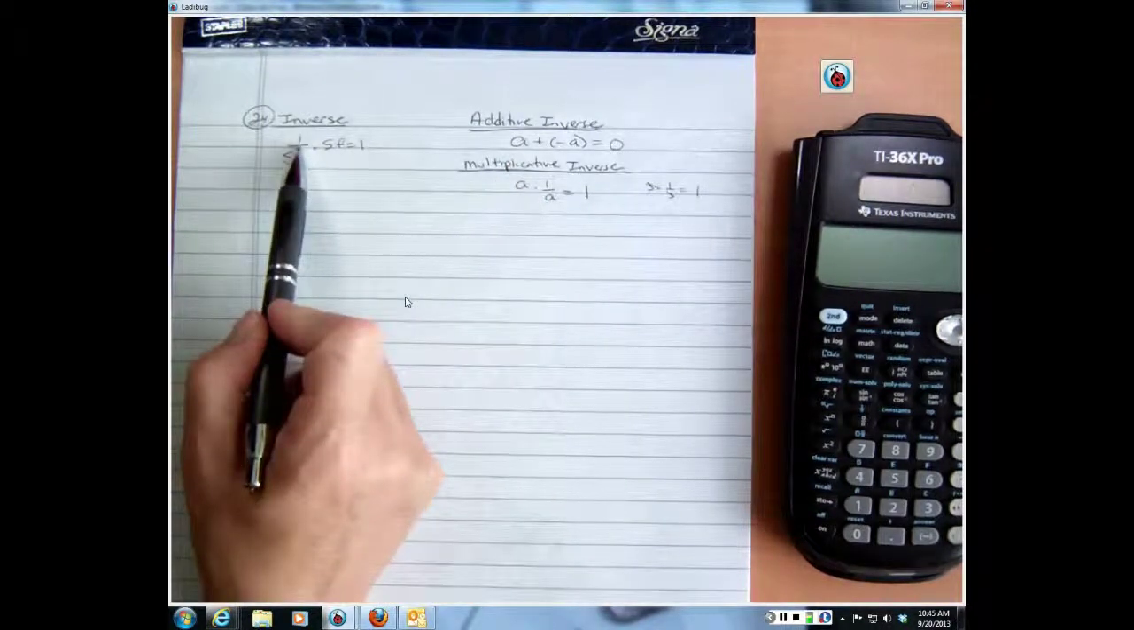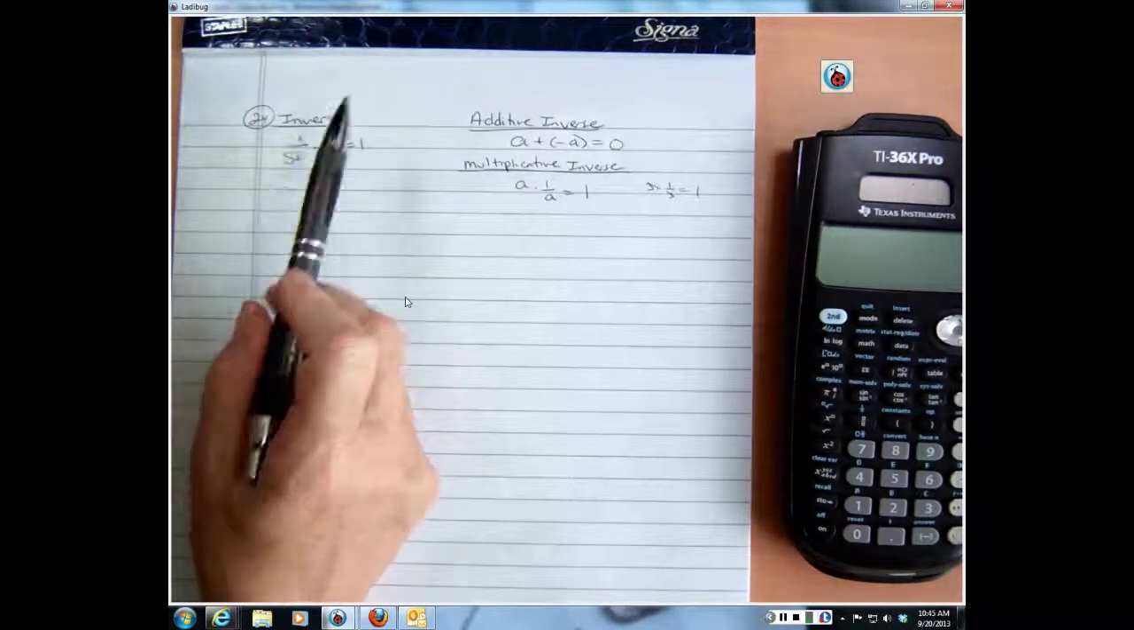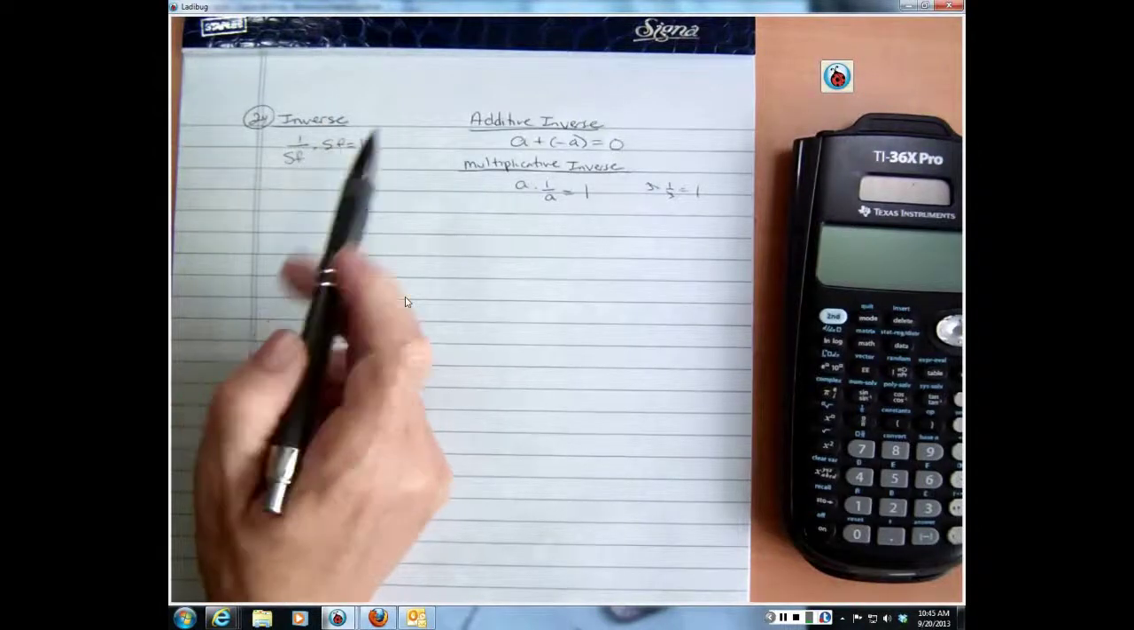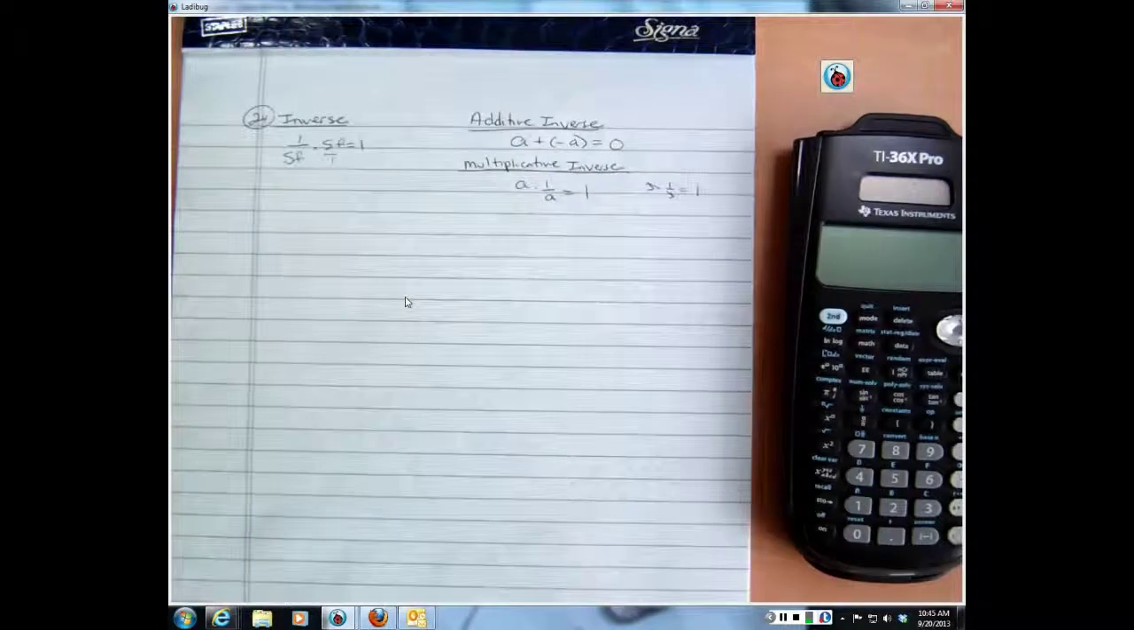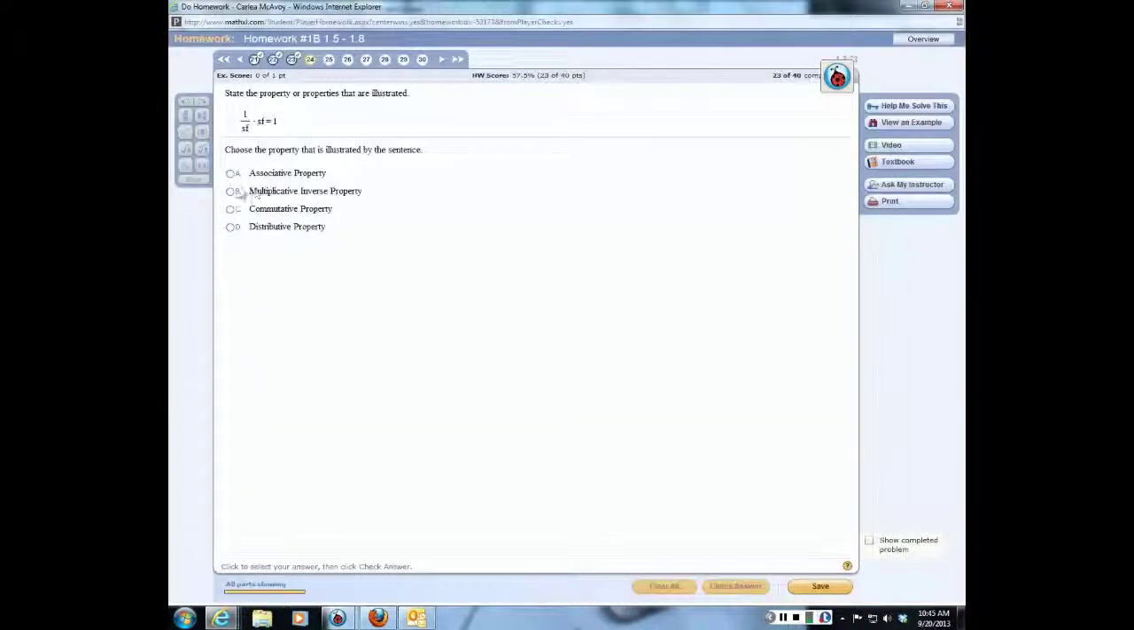So this is obviously a multiplicative inverse. Here's the S of F, and if you flip that upside down, its reciprocal is 1 over S of F, and those two things equal 1, because the S of F's will cancel on top and bottom, leaving just 1 behind in the wake. So that's a multiplicative inverse.